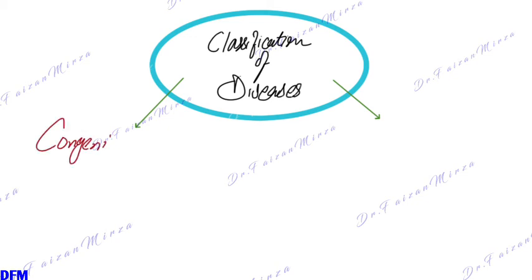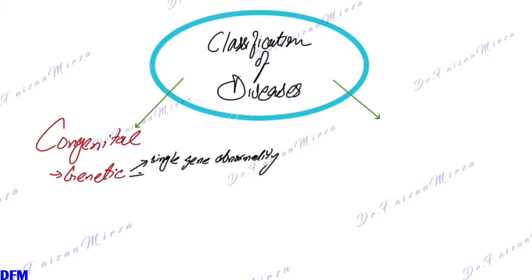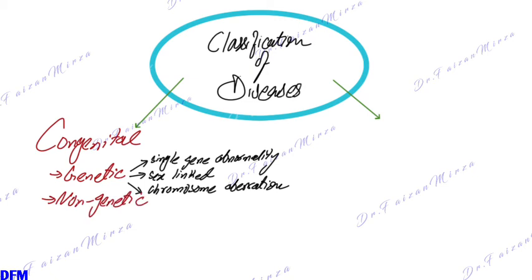Classification of disease includes that the disease could either be congenital. Congenital could be either genetic. Genetic disease could be due to a single gene abnormality or sex-linked disease, or it could be because of some chromosomal aberration. Congenital disease, other than being genetic, could be non-genetic as well. A non-genetic disease can be some kind of malformation or abnormality in growth in fetal life.